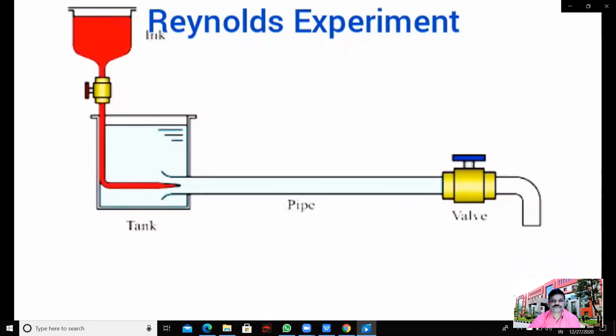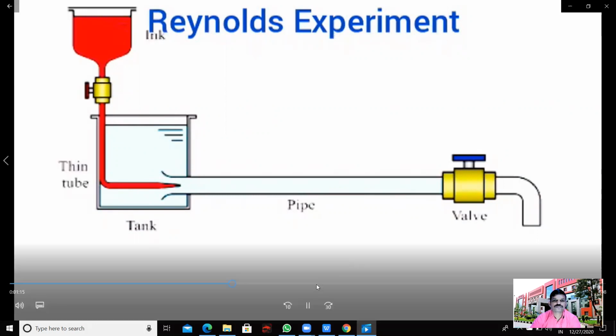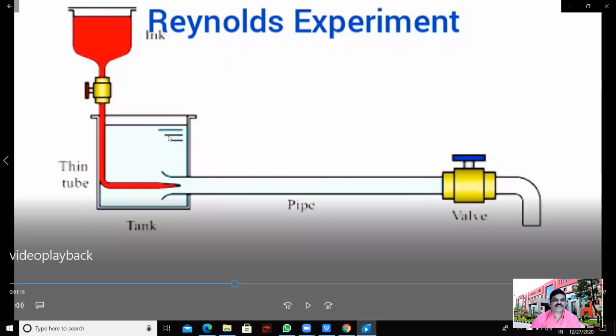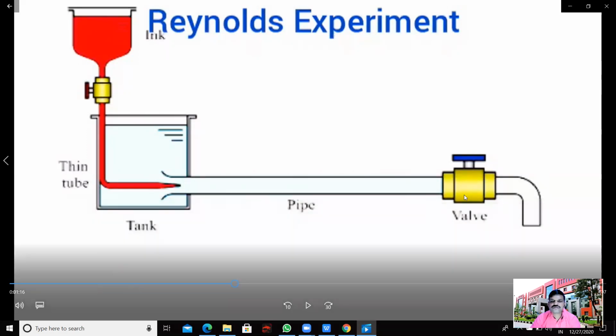The experimental setup consists of a water tank, a dye tank, a glass tube and a regulating valve. Here you can see this is the water tank, and this red color is the dye tank. This is the color pigment stored in the dye tank, and this is the transparent glass tube, and this is the control valve. Using this valve only, we adjust the discharge. If we want low discharge, low velocity, we open it slightly; otherwise, for more discharge we open it more.